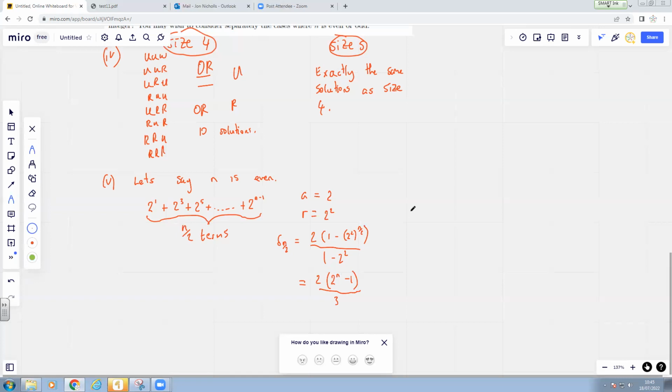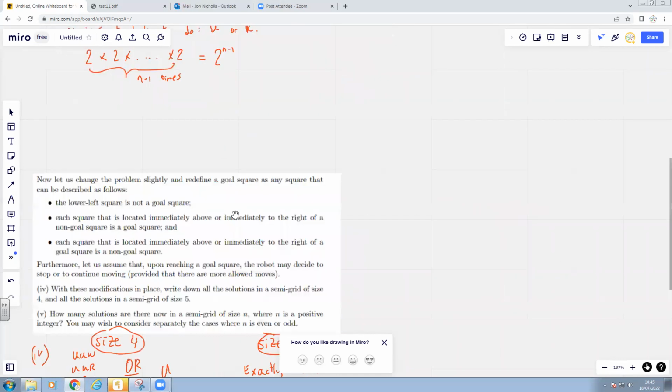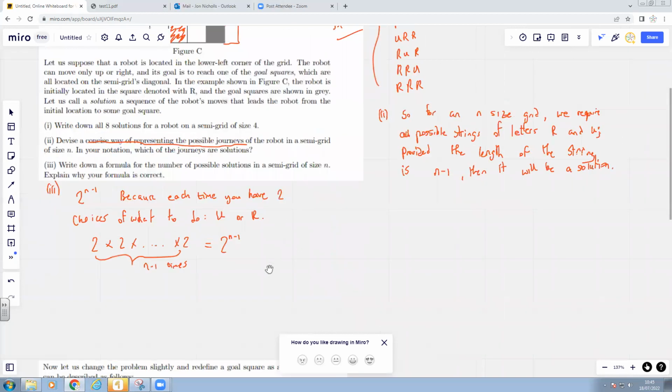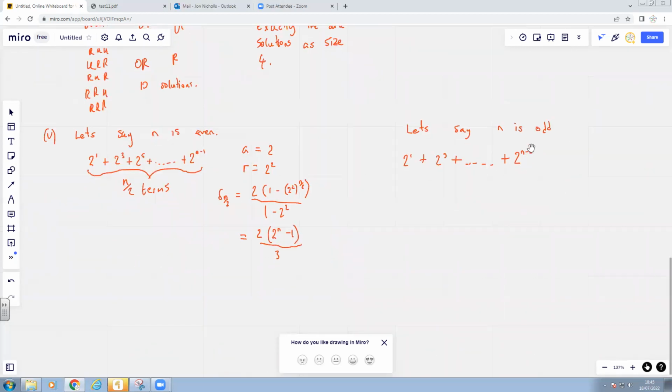Okay, and that's the result when n is even. Now let's say n is odd. What are we going to have then? Well, similarly, we're going to have 2 to the power of 1 plus 2 to the power of 3 plus 2 to the power of 5, dot, dot, dot, all the way up to 2 to the n minus 2. You see, when n is odd, think about the case when n is 5, you only go up to 2 cubed, don't you? That's the last one you add up, 2 cubed. And so you're actually going to go all the way up to n minus 2.